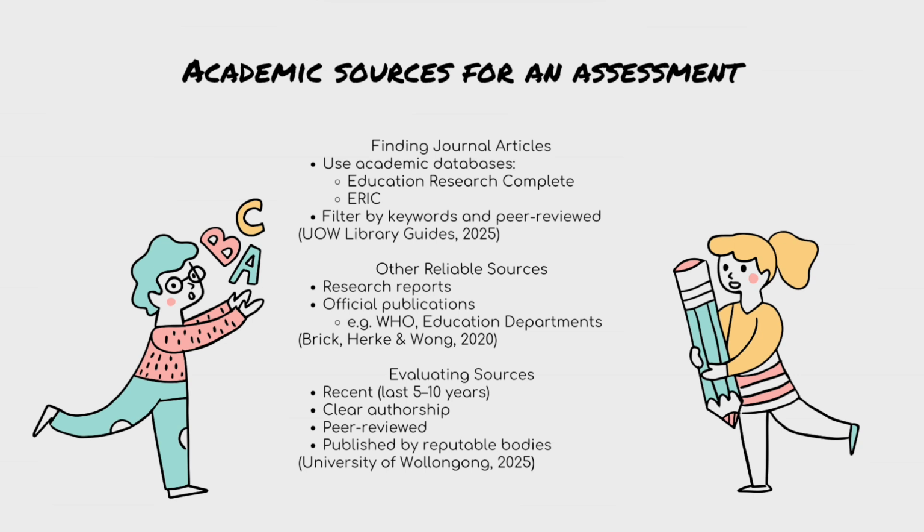A student should ensure that sources are recent, preferably from the last 5 to 10 years, unless referencing seminal work, and that they must meet the standards of academic rigor, including clear authorship, peer review, and publication by a reputable body. This criteria can help students develop well-supported, critical academic arguments.